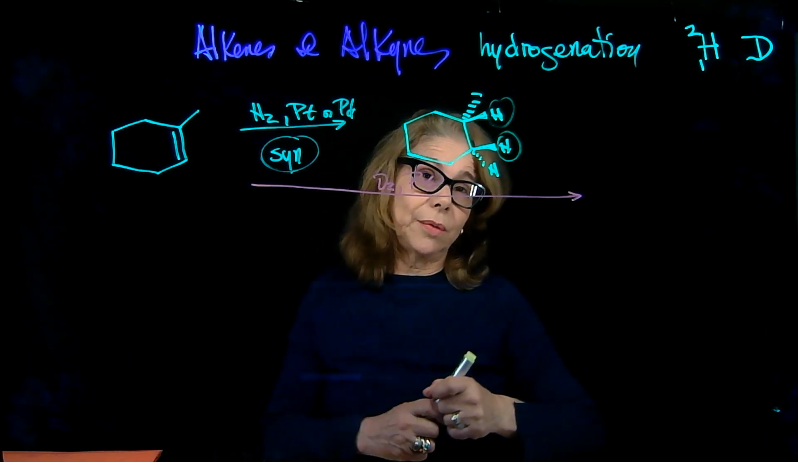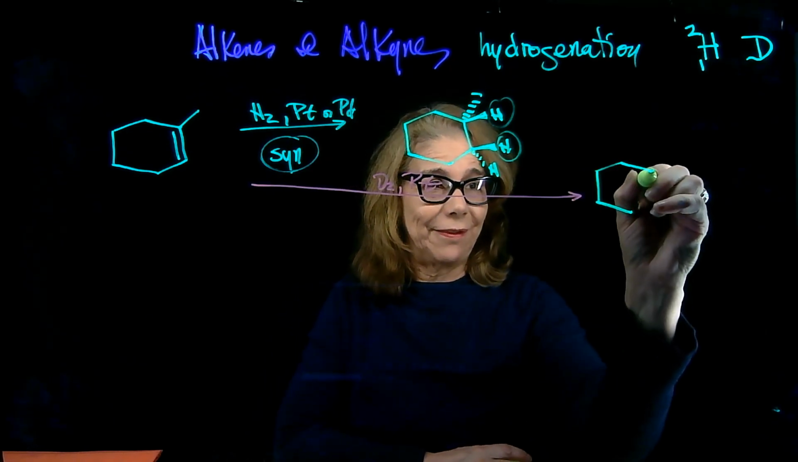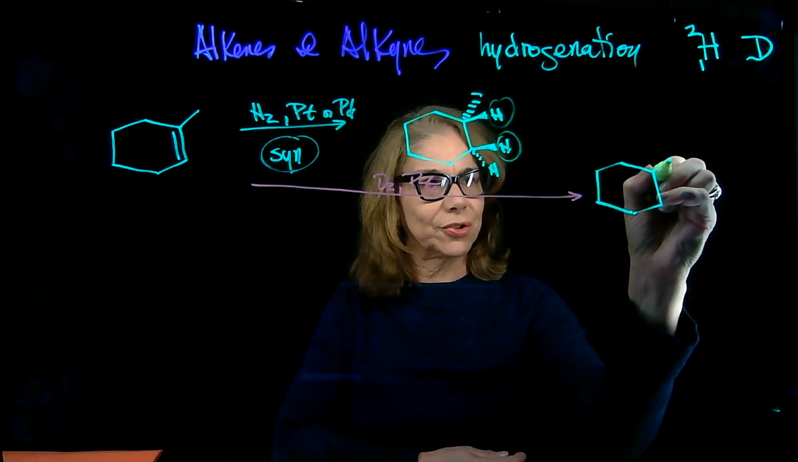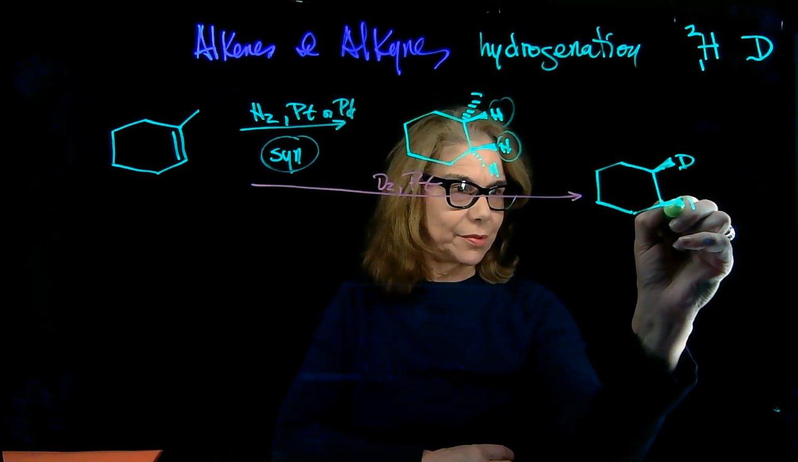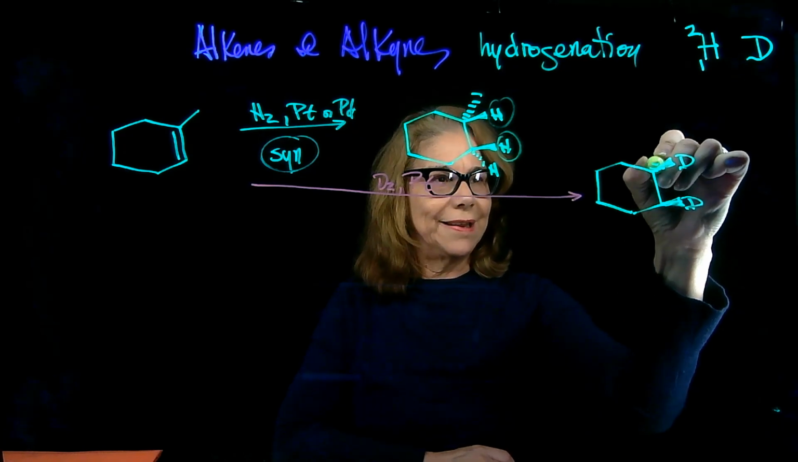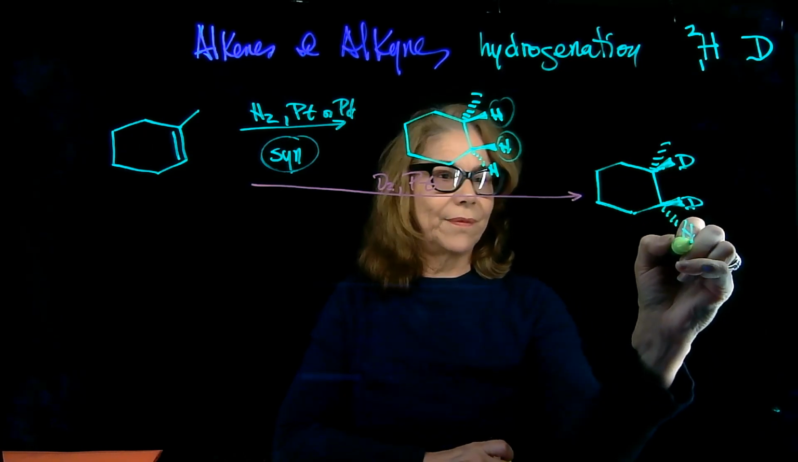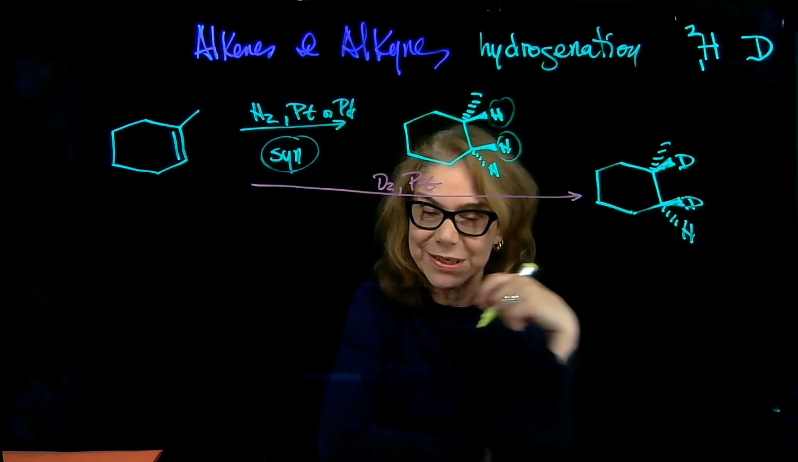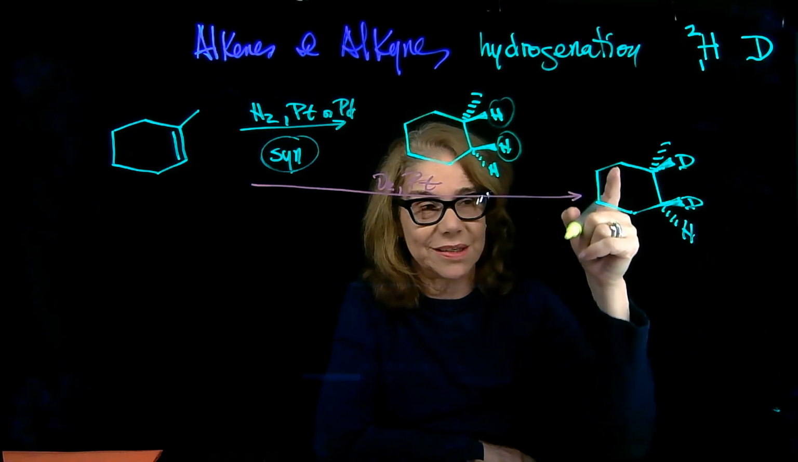Now let's look at the products. What is the product? I need to be adding the D's in syn fashion. So if I put the D here, the other D needs to be on the same side. And here you can see that it has consequences, so pay attention to that. Syn addition means same side.